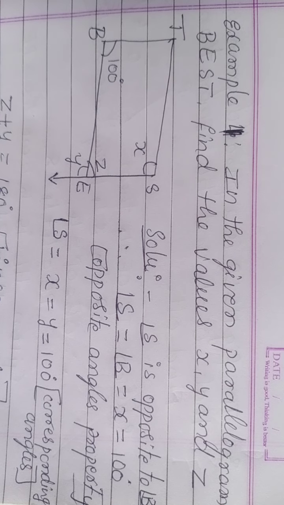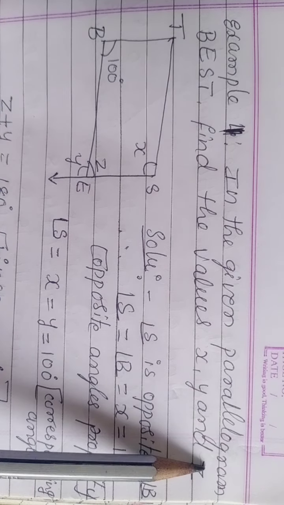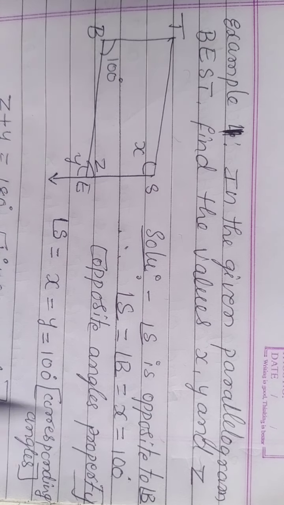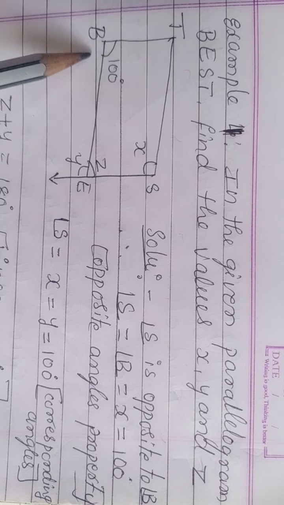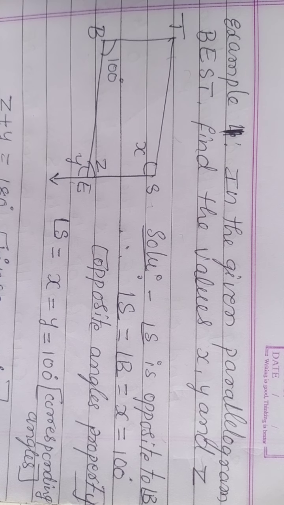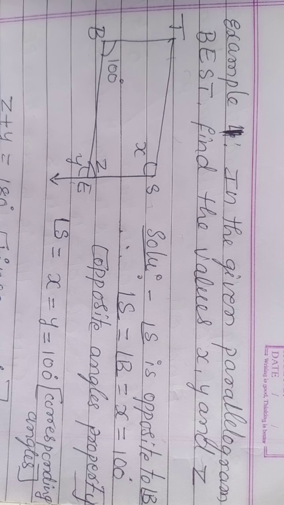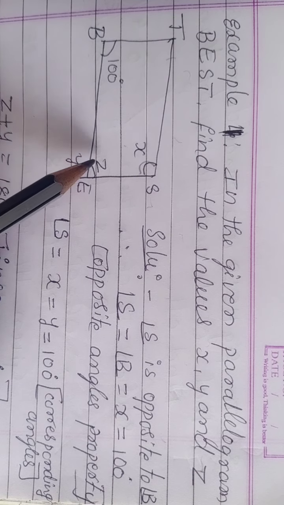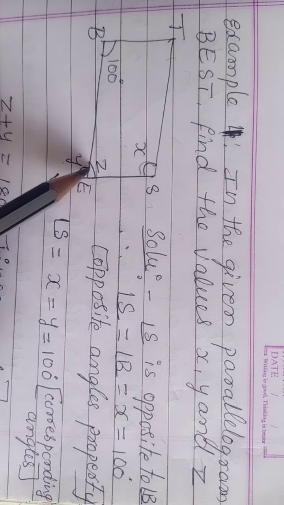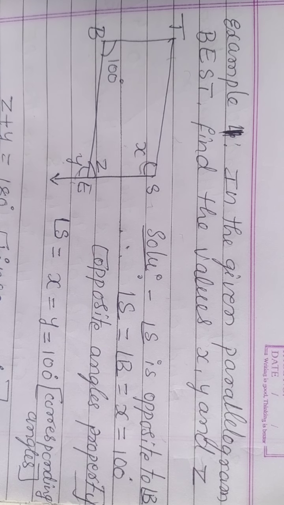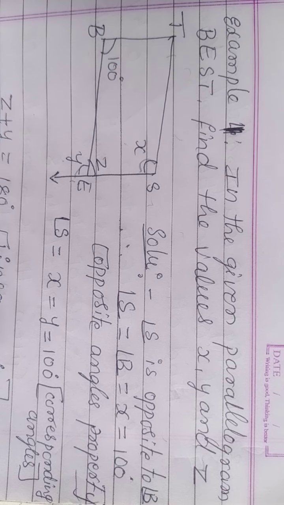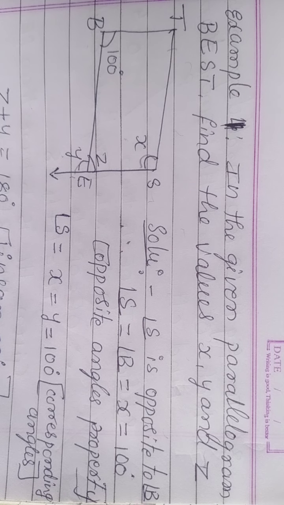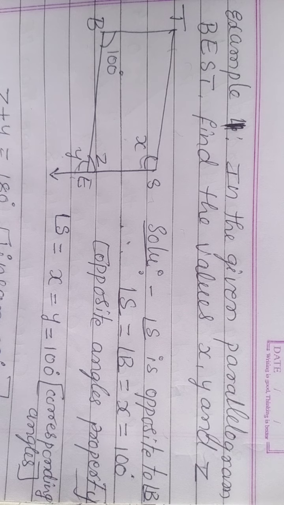Now the first example is here. In the given parallelogram BEST, find the values of x, y and z. See here, BEST is one parallelogram. In that, a few angles are unknown. This is the unknown angle x, this is the unknown angle y and this is z. These angles should be found by using the properties of parallelogram.